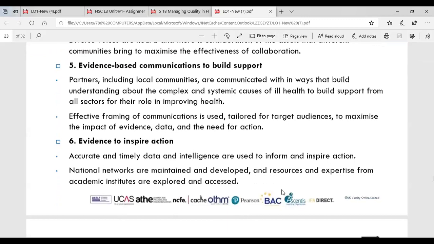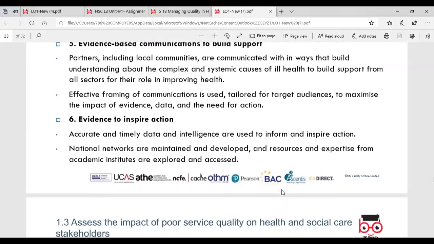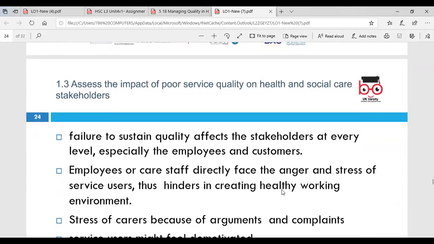And then we come to the last aspect, which is evidence to inspire action. So there should be evidence that is accurate and timely, and this should be there to share, inform others, and then to inspire others to work towards the betterment of health and healthcare. So there are national networks that are maintained and developed, and these resources and expertise from academic institutes are explored and accessed by these services.